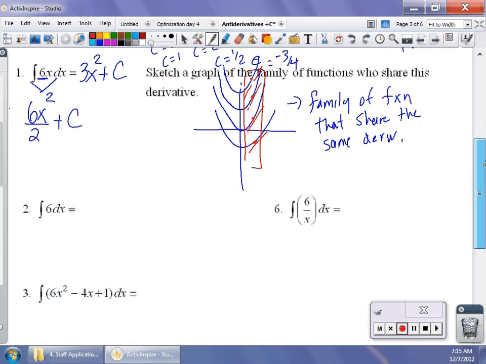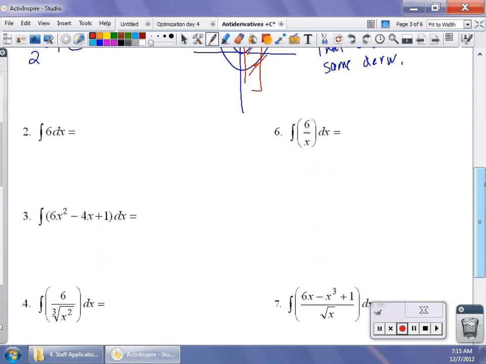Number 2, we're finding the antiderivative of 6. We are in terms of x. These two work together to tell me that I'm finding the antiderivative in terms of x. So I'm going to reverse the process. Who has a derivative of 6? That would be 6x plus my constant of integration. Don't forget the constant of integration when you're finding an antiderivative.